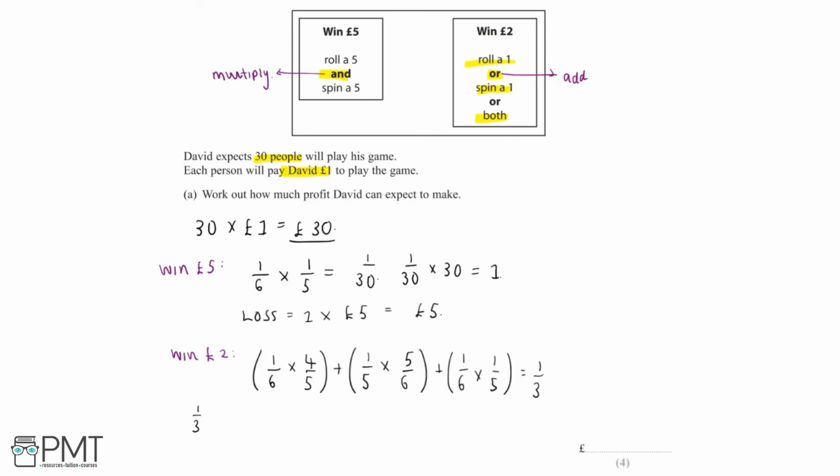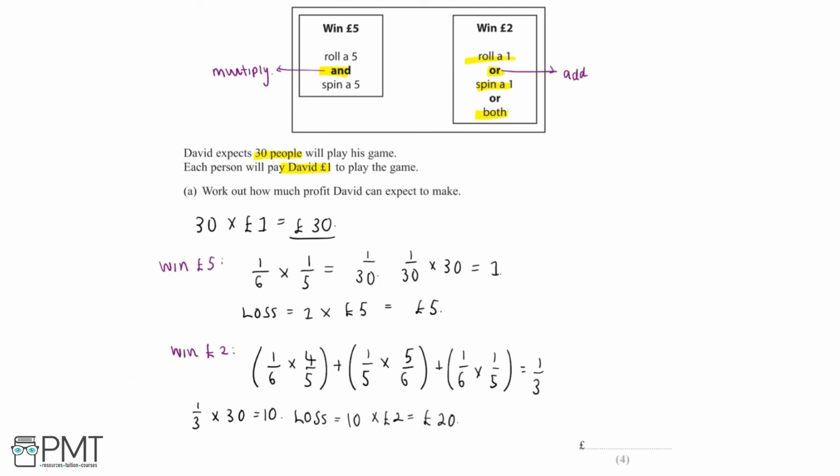So a third of the total number of 30 players is equal to 10. And so we can see that 10 players gain £2 each. And so David's loss is equal to 10 players multiplied by £2 each, which is equal to £20.